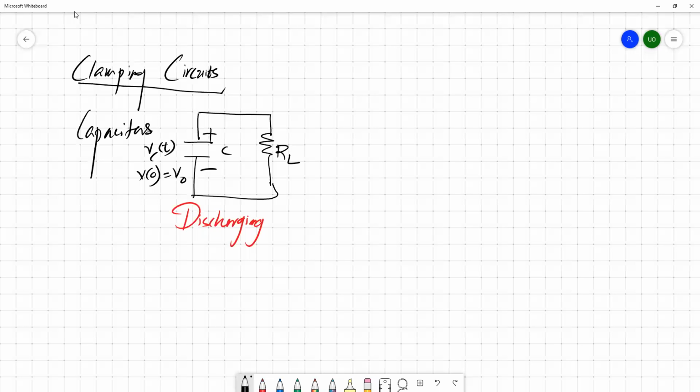We model this discharging by solving a first order differential equation, and we found that the voltage across the capacitor equals V naught e to the power minus t divided by RC. This is the behavior of the voltage across the capacitor once it's charged to V naught at t equals 0 and discharges through a resistor RL. So this is the discharging process.